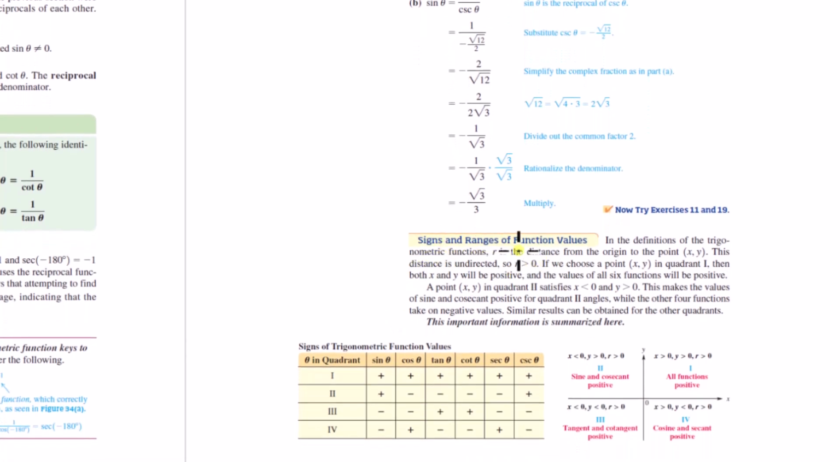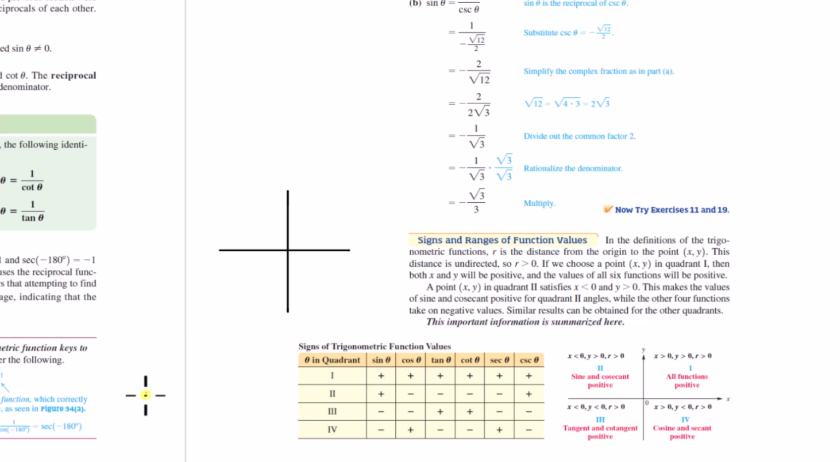Okay, signs and ranges of the trig functions. Here's what I really want to focus on in this section, the range and even domain of the trig functions. When you think about the domain of the trig functions, based on the general definition, you create that right triangle anywhere. So the domain of the trig functions, if we're not talking about a quadrantal angle, then you could input that angle into any trig function and you're going to get a value.